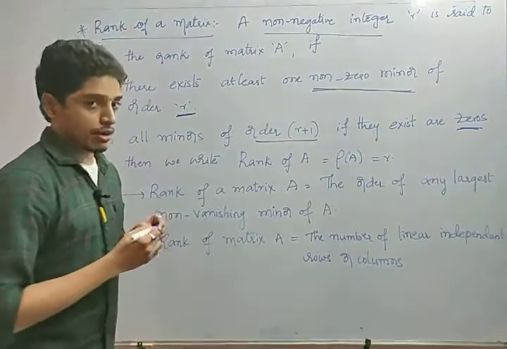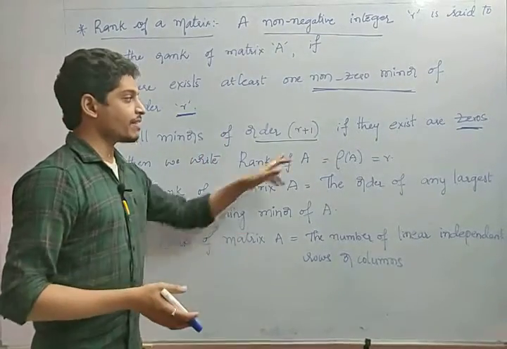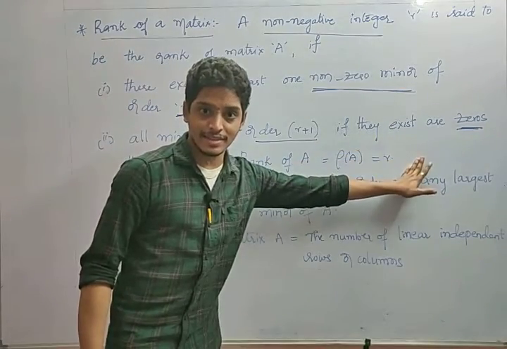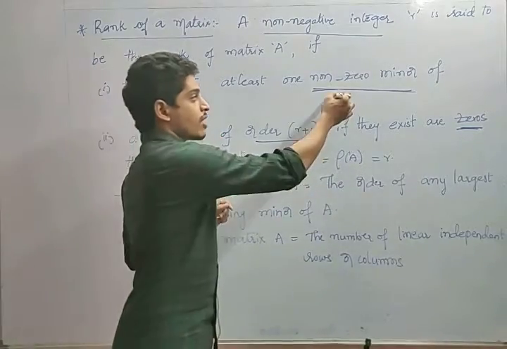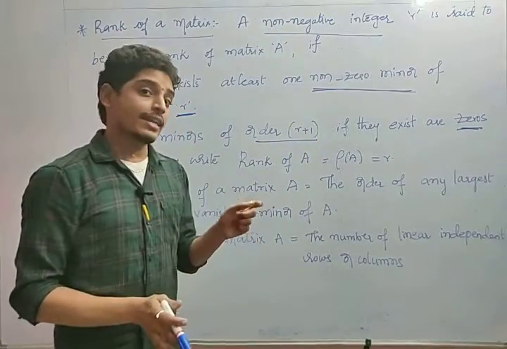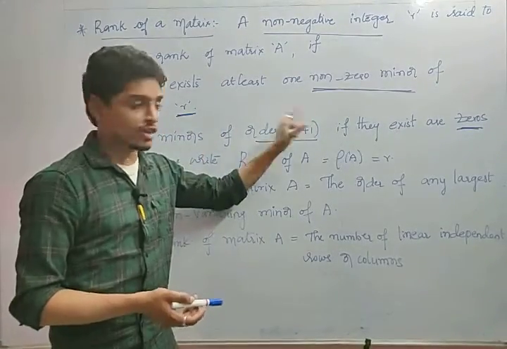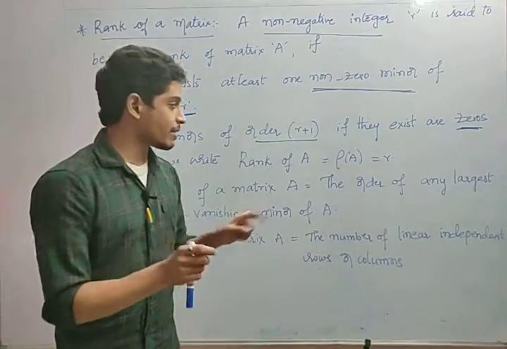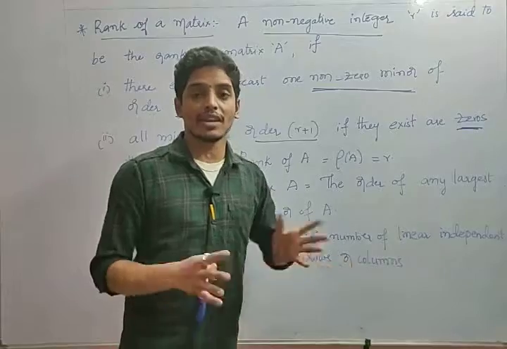So if the minor I have is of order 2, and the minors of order 3 all have determinants that are zeros, then only the rank is 2. If the rank is 2, it means a non-zero minor of order 2 exists. But when we calculate all the minors of a 3 by 3 matrix, their determinants are going to be 0. That is what rank is.